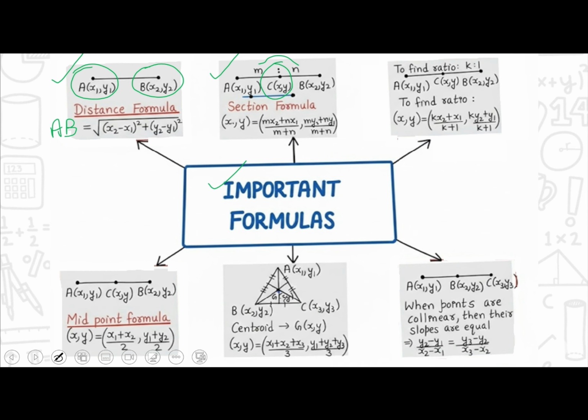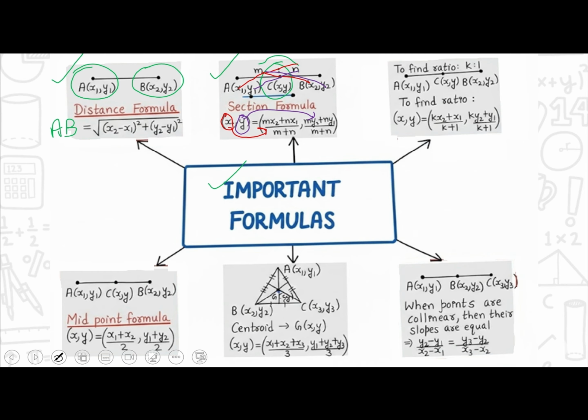How can you learn this formula? It's very easy. When you have to find x, you will only focus on x coordinates but with a cross multiplication, like mx2 plus nx1. The denominator is always the sum of ratios. Similarly, when you have to focus on y, you will see the y coordinates, that is m into y2 plus n into y1 upon m plus n.